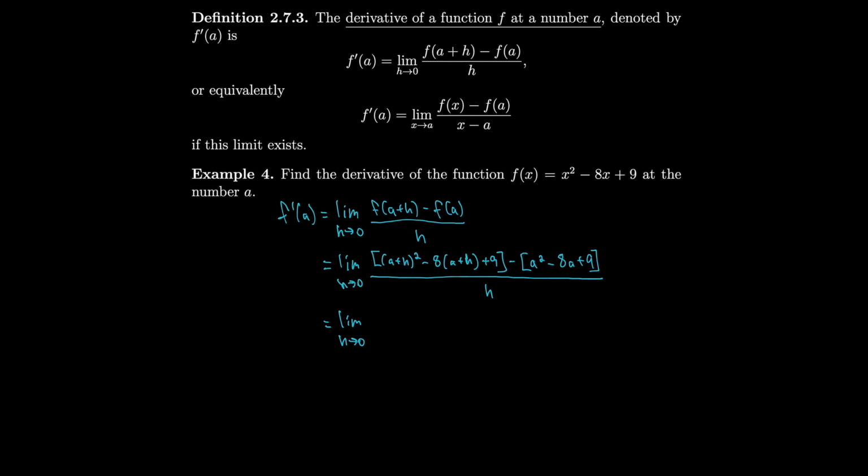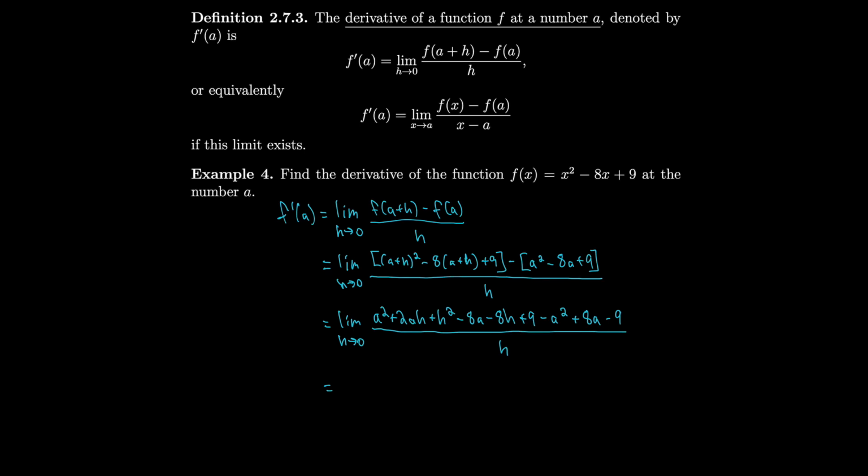Well, we can FOIL out the a plus h squared. We get a squared plus 2ah plus h squared, and then distribute the 8, and then plus 9 minus a squared plus 8a minus 9. Okay, so it looks like at this point, a whole bunch of stuff cancels. Our a squared and a squared cancel, our minus 8a and plus 8a cancel, and plus 9 and minus 9 cancel.